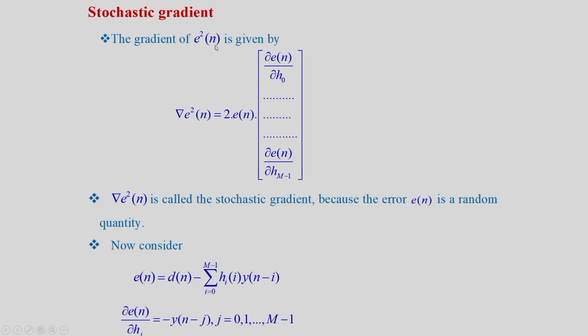Now, the gradient of square n is given by 2 times En into this vector del En del H naught up to del En del H m minus 1. Because it is a function of a function, first we have to consider a derivative of square n, that is twice En, then derivative of En with respect to each of the parameter.